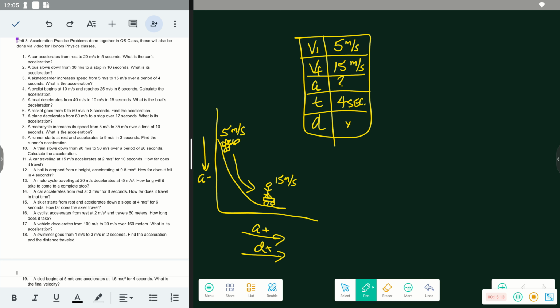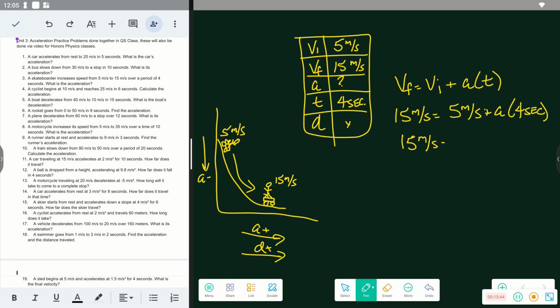So what equation are we going to use? Same one. VF equals VI plus A times T. What's your final velocity? It's 15 meters per second. Your initial velocity is 5 meters per second, and your time is 4. So let's combine this first. Make all the steps. 15 meters per second equals 5 meters per second plus 4 seconds times A.